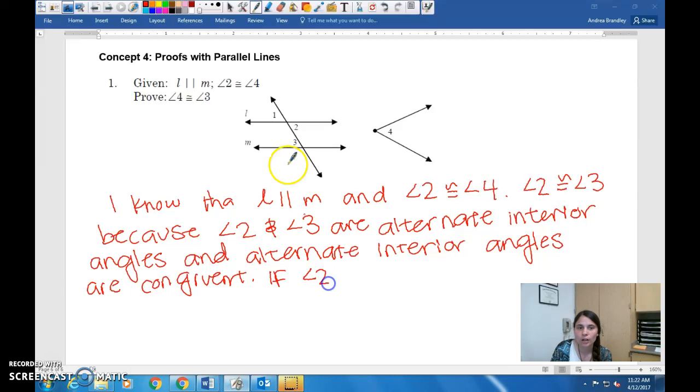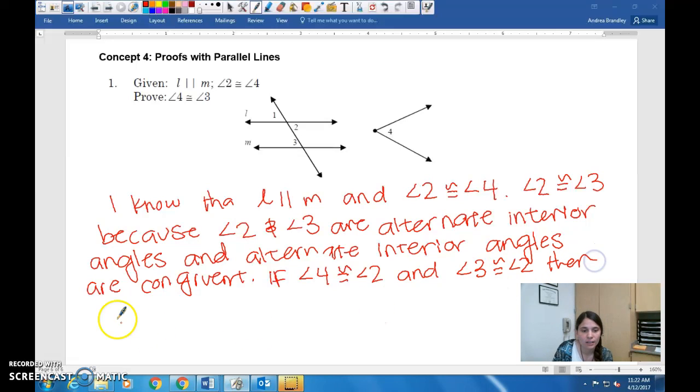So then I'm going to say, well, if angle 2, or I'm actually going to switch the order on that. I think it'll make more sense. So if angle 4 is congruent to angle 2 and angle 3 is congruent to angle 2, then angle 4 must be congruent to angle 3. And that's what I was trying to get to. This was what I was setting out to prove.